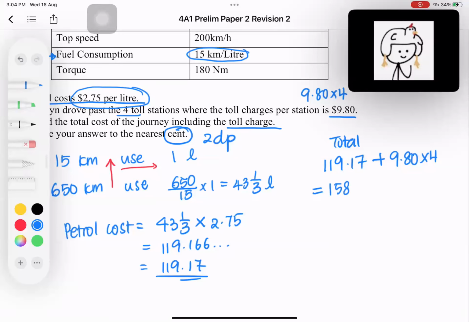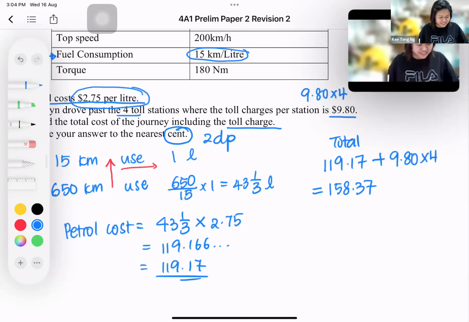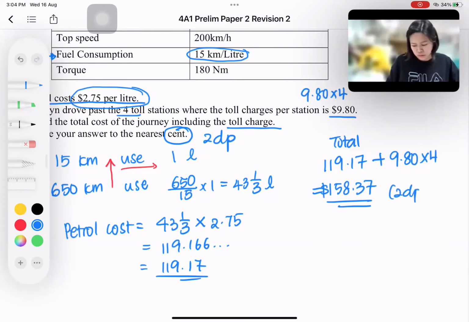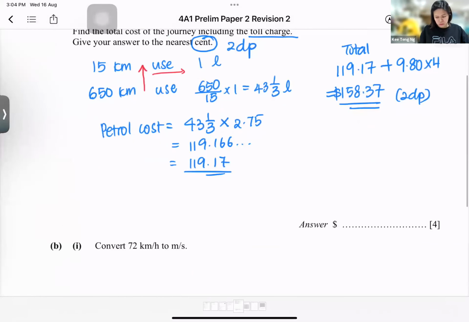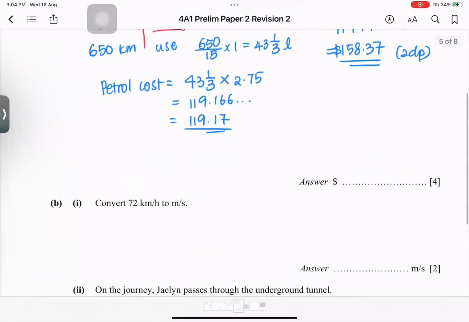158.37. Correct. You still alive? No. Okay, then nearest cent, so 2 dp answer. Okay, last 2 questions already. Last few parts.